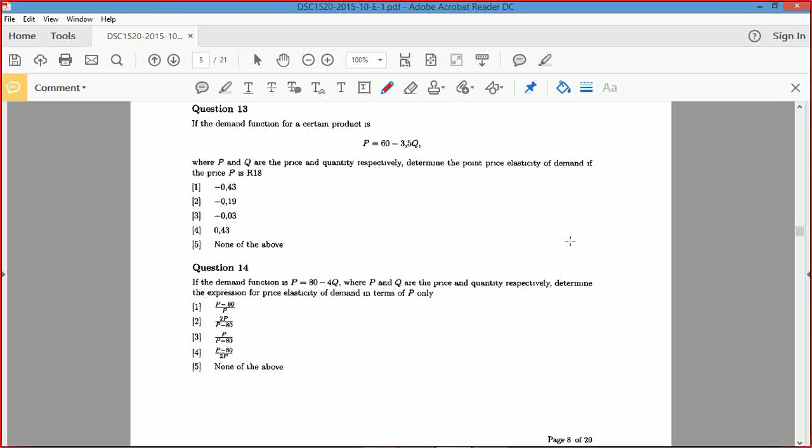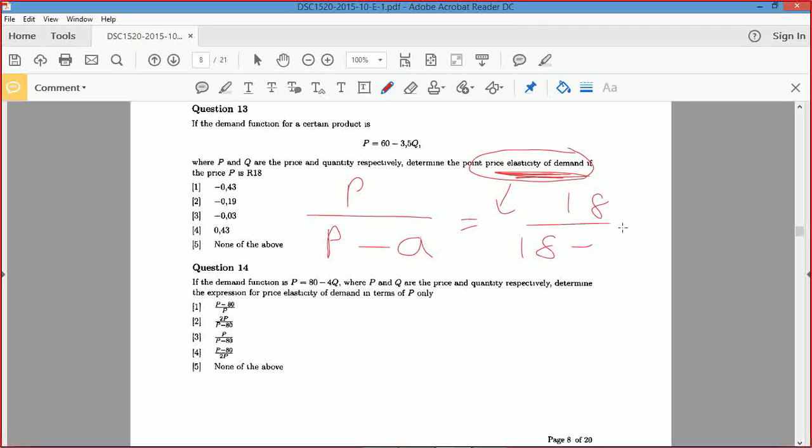Okay, if the demand function, where P and Q are price and quantity, determine the point price elasticity of demand if P equals 18. So what you're going to do is say 18 equals 60 minus 3.5Q. When you see point price elasticity, what must you think about? That equation. So it's going to be P over P minus... So what's the P? P is 18. So it's going to be 18 over 18. What's A? A is the constant. So it's going to be 60. That's it.